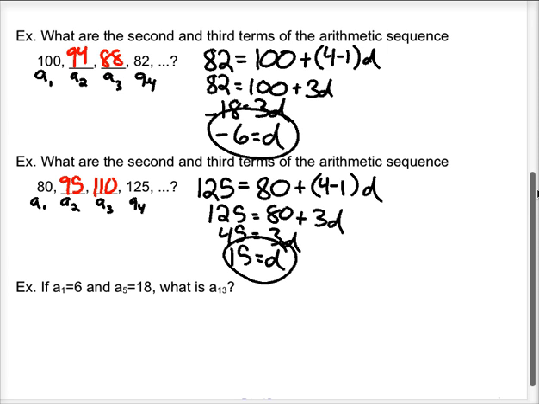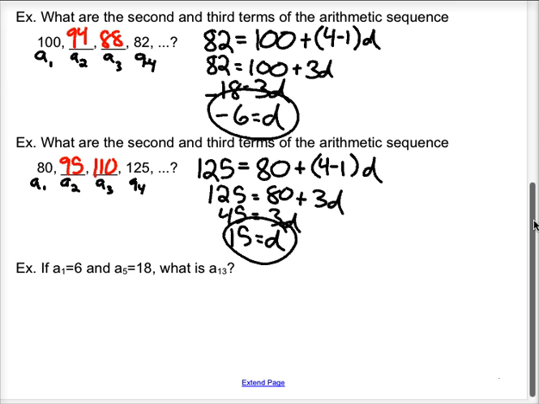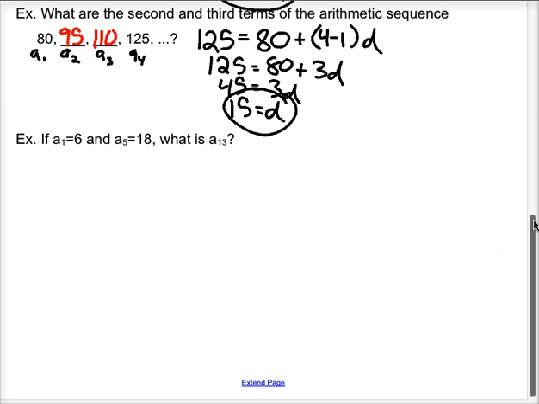All right. So now these types of problems can present themselves in another way too. So they can give us, if A1 is 6 and A5 is 18, what is A13? So instead of finding the missing terms in between, we can find the future terms. However, the setup is still actually exactly the same.